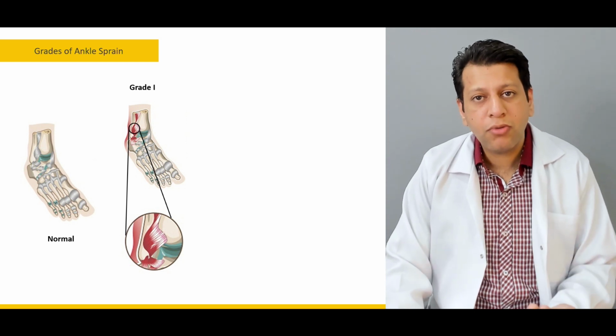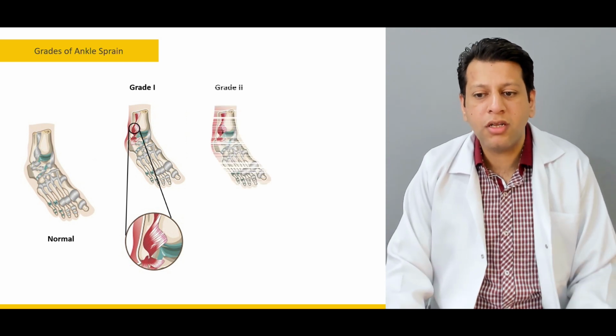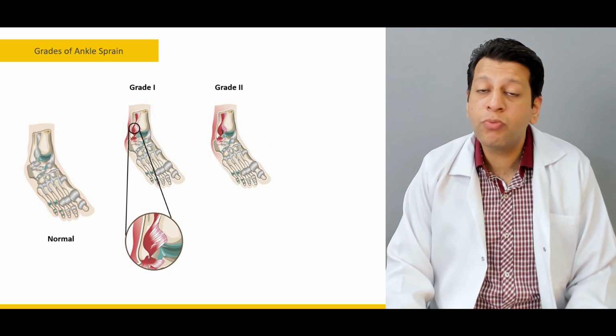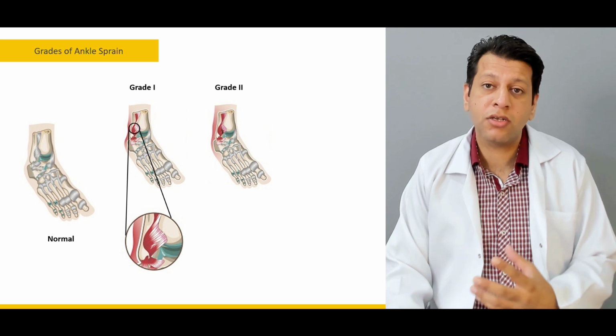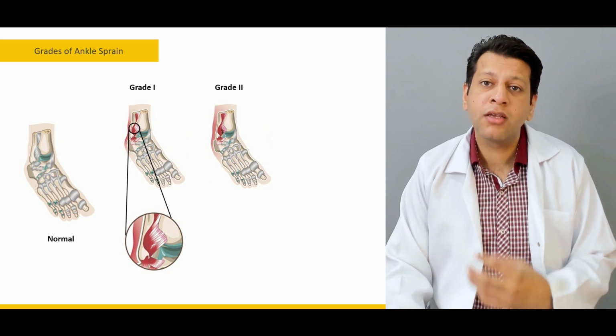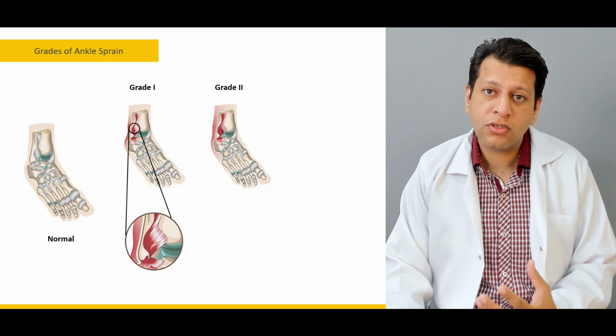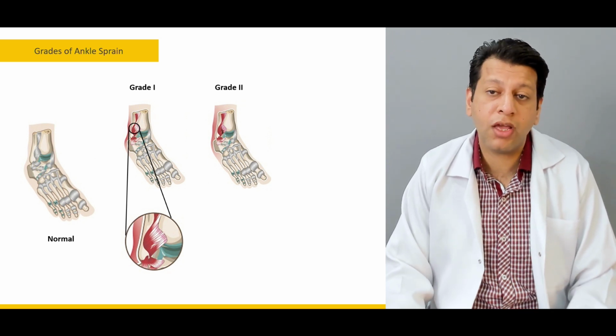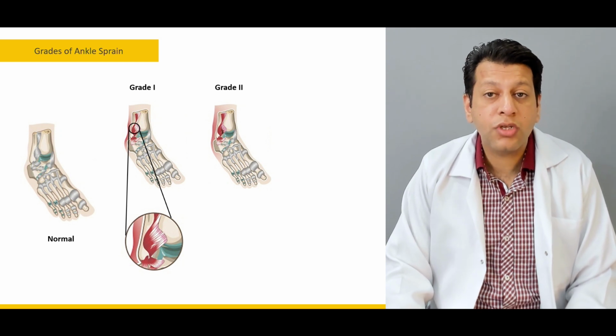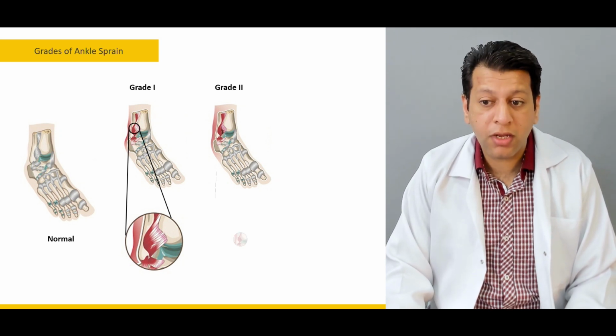Patients who come to the clinic usually have either a grade 2 or 3 tear. Why? Because in grade 2 there is a partial tear of these ligaments, with mild to moderate swelling and moderate ecchymosis, and you can see something is wrong. The patient feels that there is definitely something wrong with my ankle, and it is associated with mild to moderate pain on weight bearing as well.